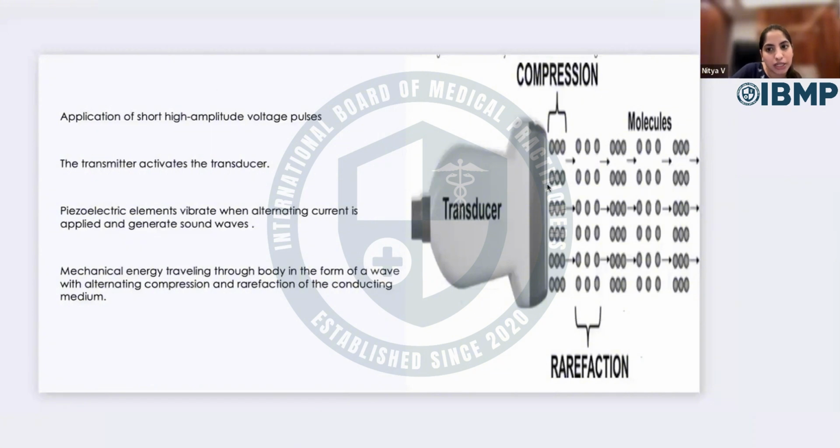Just initiating the process, first of all, a high amplitude voltage pulse is applied. That is by the external source, which is taken into the cable, which is a secure connection between the transducer and the ultrasound machine. And then the transmitter activates the transducer. When the transducer is activated, these piezoelectric elements vibrate when the alternating current is applied, and that generates the sound wave. Sound energy is a form of mechanical energy, and it travels through the body in the form of a wave with alternating compression and rarefactions in the conducting medium.